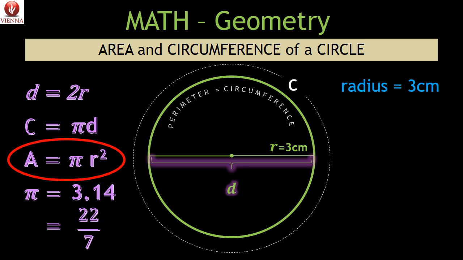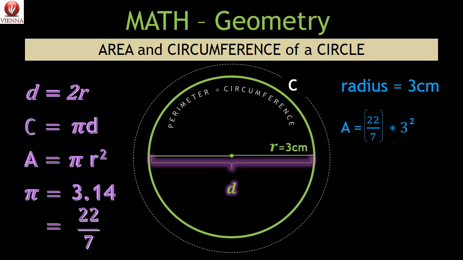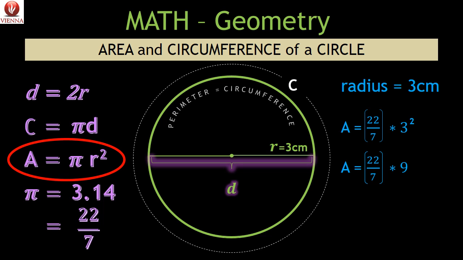Now on to area. Area equals pi times radius squared. Again, just plug the numbers in. Pi, 22/7, times the radius, 3 squared. 3 squared is 9. So once you just work this out, the answer is 28.3 centimeters squared. So that was 22/7 times 9, or 9/1. And you come up with 28.3 centimeters squared.